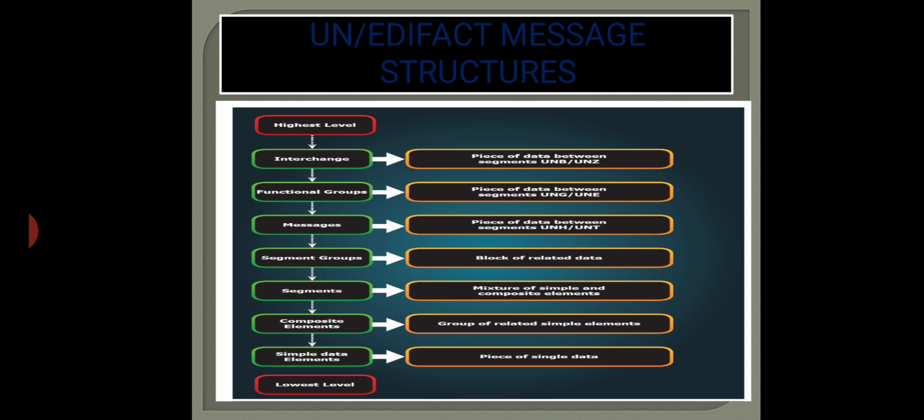After that we have messages, the piece of data between segments UNH and UNT. Under the messages we have segment groups, a block of related data, and after the segment groups we have segments. The segments contain a mixture of simple and composite elements, and the composite elements contain a group of related simple elements. Under the composite elements, we have simple data elements, that is, a piece of single data, at the lowest level.